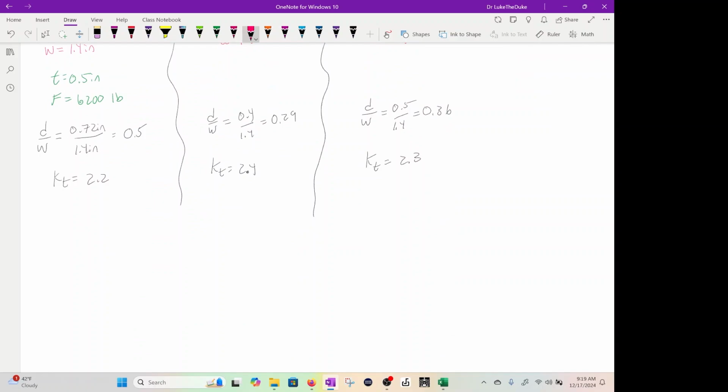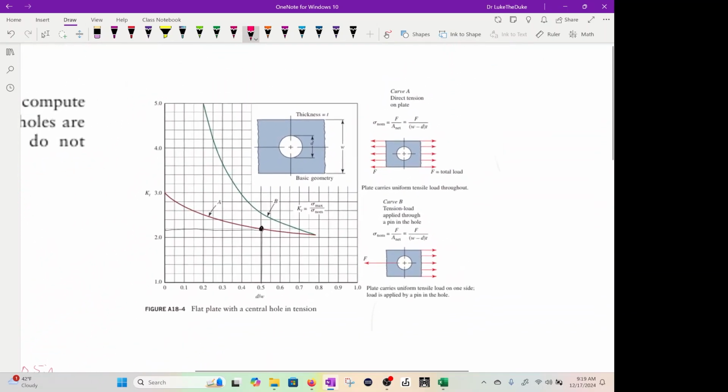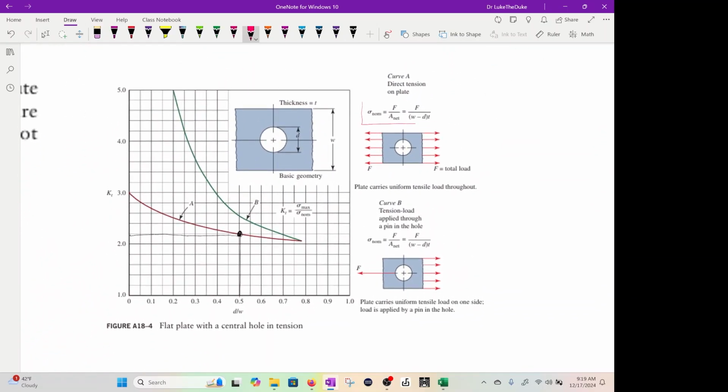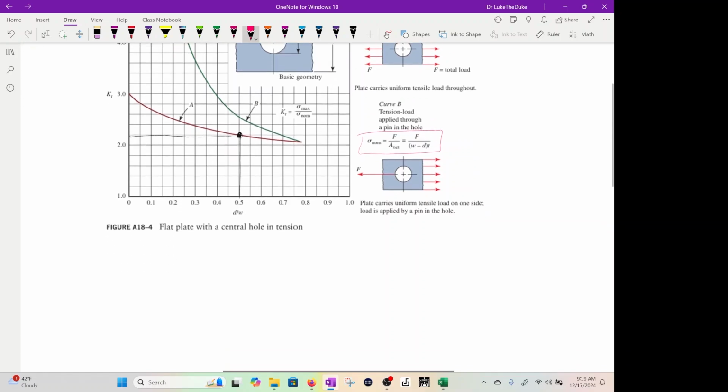Now for all of these, in order to find sigma max, you take KT and multiply it by sigma norm. Sigma max is KT times sigma norm, and the norm is going to be F over W minus D times the thickness. That's based on the shape here and the equation right here. If this was curve B, then you'd have to use that equation right there. Different shapes might have different conditions and different sigma norm.